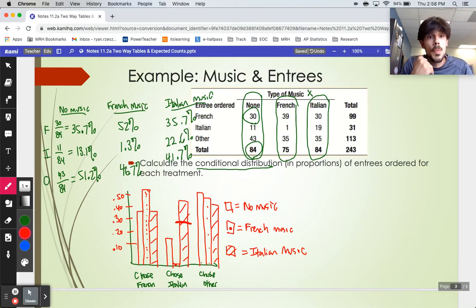If I did, I would make a few comments about specific percentages, such as saying, hey, the people who chose Italian entrees were more likely to do so when there was Italian music, mentioning percentages from the problem. So there's that, and that is fine. That is a review of chapter 1. It would be an adequate way to describe a problem like this.